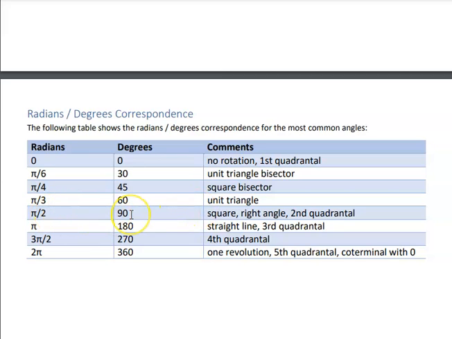Pi over 2 is 90 degrees. That's a square or right angle. It's the second quadrantal. Pi is 180. That's a straight line angle, third quadrantal. 3 pi over 2 is 270, the fourth quadrantal. And 2 pi, one complete revolution, 360 degrees, the fifth quadrantal. It's coterminal with 0. And if you take this mod 4, the fifth quadrantal lays right on top of the first quadrantal, 0.